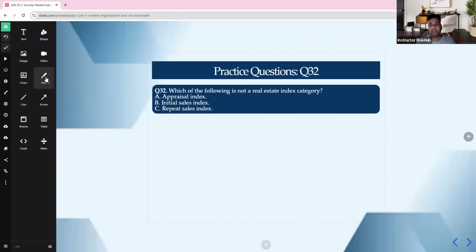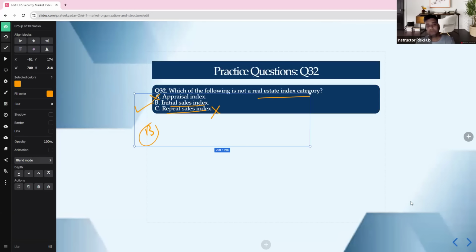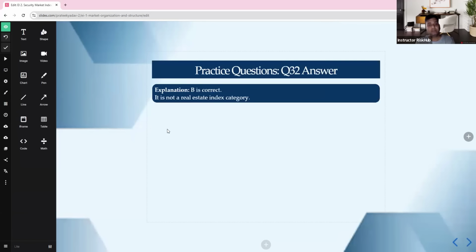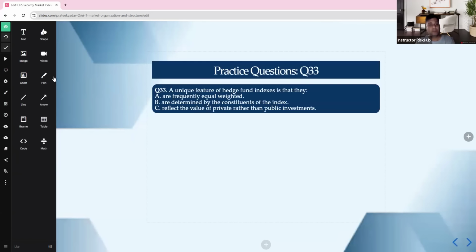Which of the following is not a real estate index category? Appraisal index, yes, it's a real estate category. Initial sales index is not a category. B. Repeat sales index is a category, right? So the answer is B. So the one that is not a real estate index category is the initial sales index, right? Okay. Then we go to question number 33.